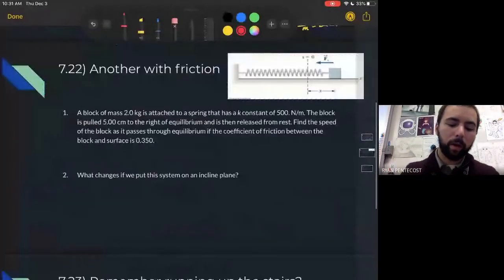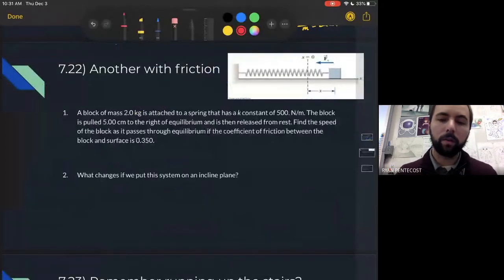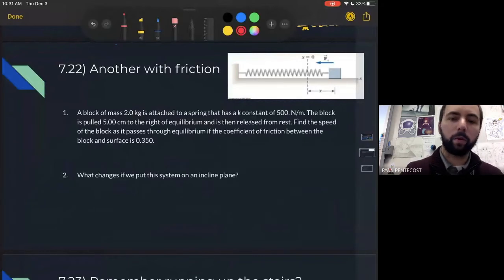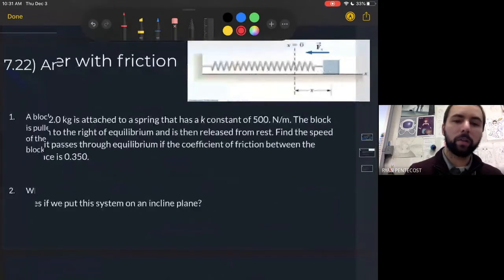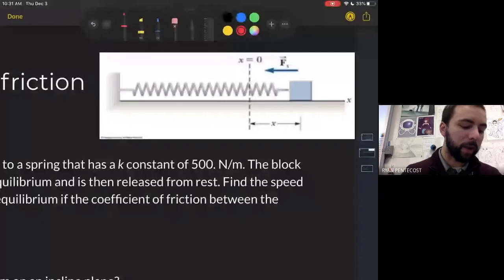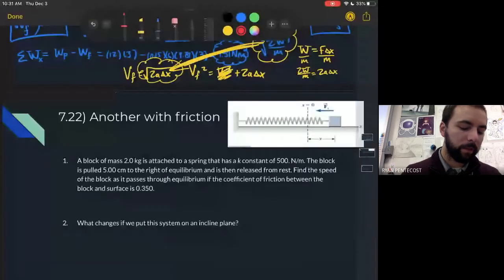So here we have a block of mass 2 kilograms attached to a spring that has a k constant of 500 newtons per meter. The block is pulled 5 centimeters to the right of equilibrium and is then released from rest. So we have this picture up here to go off of, right? Pulled 5 centimeters and then you release it. So you've elongated the spring. Now find the speed of the block as it passes through equilibrium if the coefficient of friction between the block and surface is 0.35.